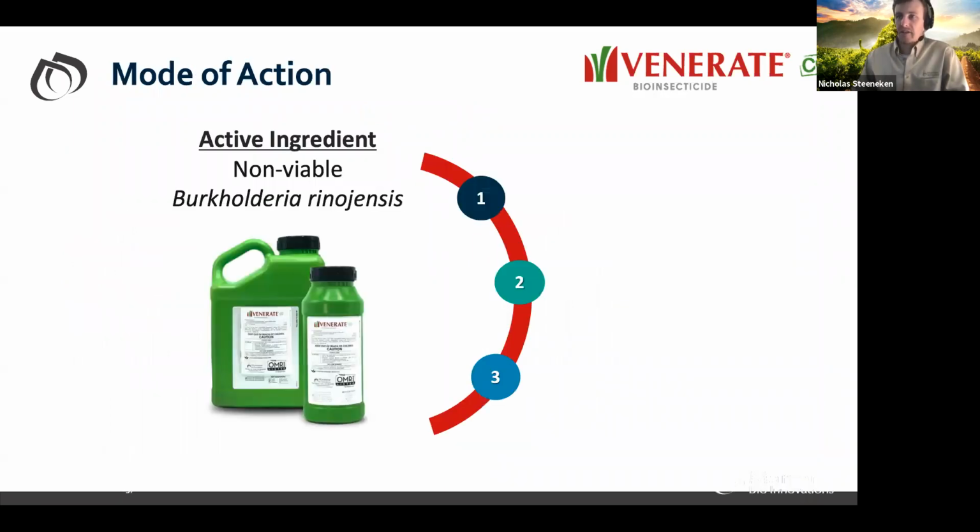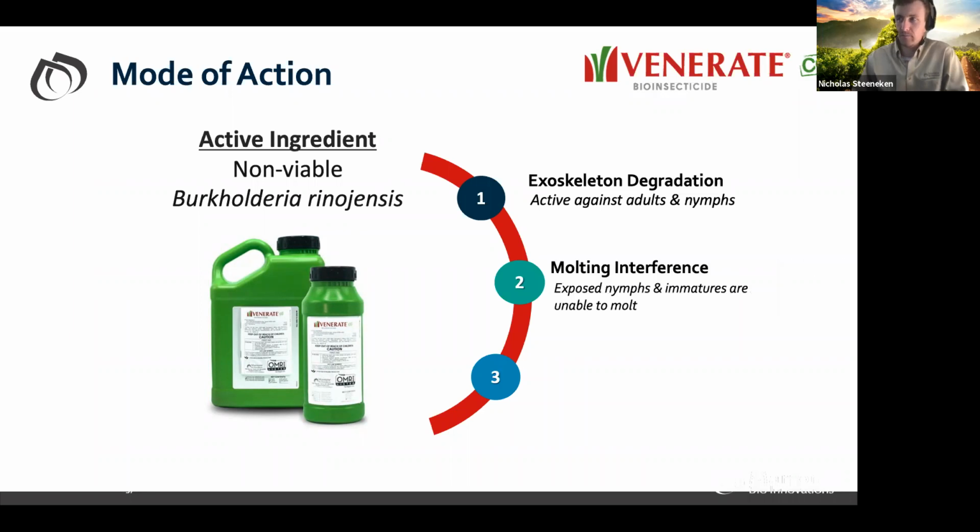All right, so Venerate has a few different modes of action here. We'll have exoskeleton degradation, which is active against adults and nymphs. Nymphs are really what you want to target, the immature stages. You have the best efficacy the younger the pest is. And it'll lead to molting interference as well. So exposed nymphs and immatures are unable to molt into their next life stage, which kills them.